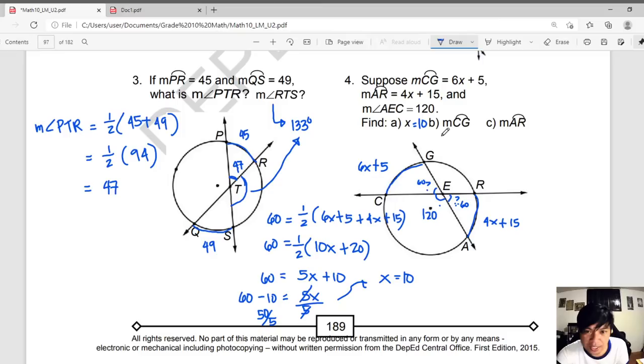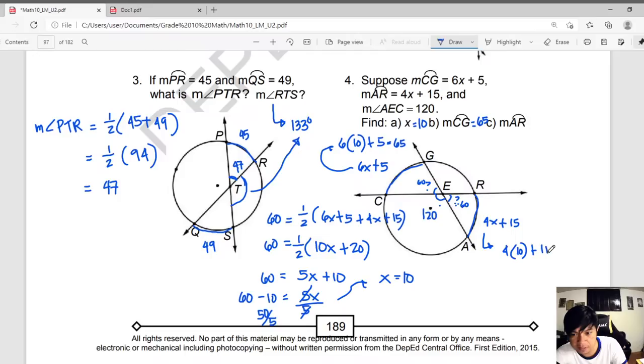Then, letter B is easy, since we already know the value of x, we just substitute it in the given. So, arc CG first. This is our CG: 6 times 10 plus 5, that is 60 plus 5, 65. So the measure of arc CG is 65. And also here, 4 times 10 plus 15 is equal to 40 plus 15, that's 55. So the measure of arc AR is 55. Okay? So, we are done with number 4.